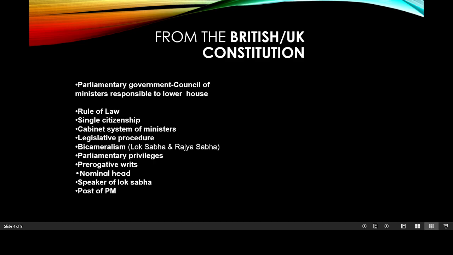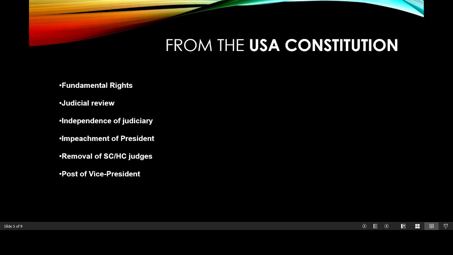Next, from the USA Constitution. We have fundamental rights, judicial review, independence of judiciary, impeachment of the president, removal of High Court and Supreme Court judges, and the post of vice president.